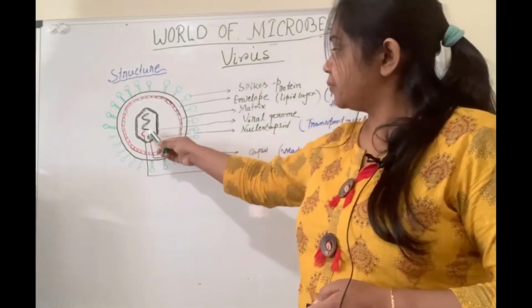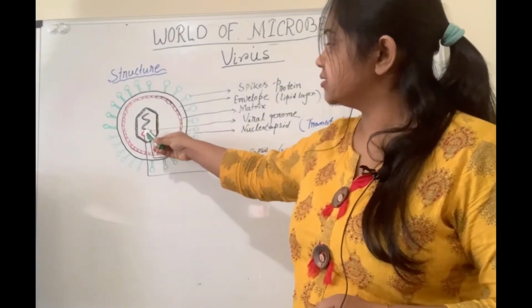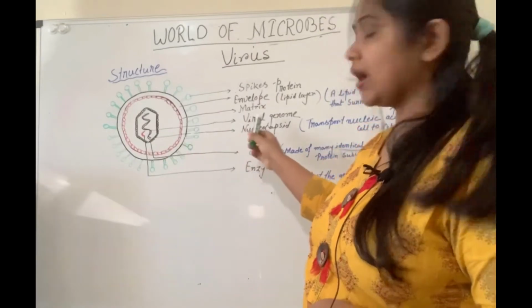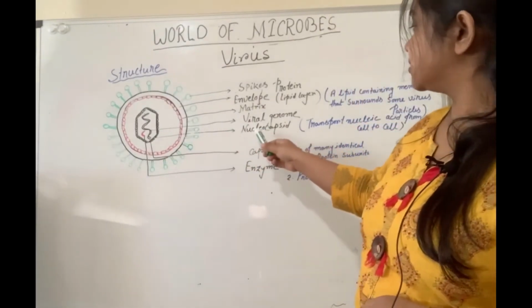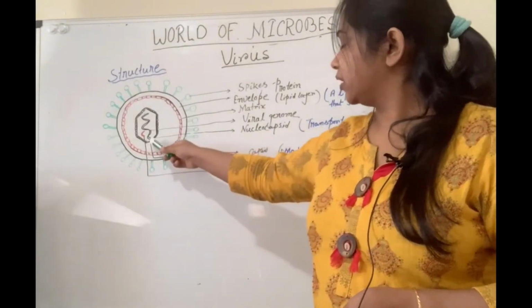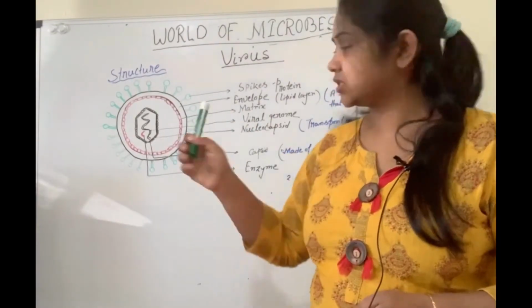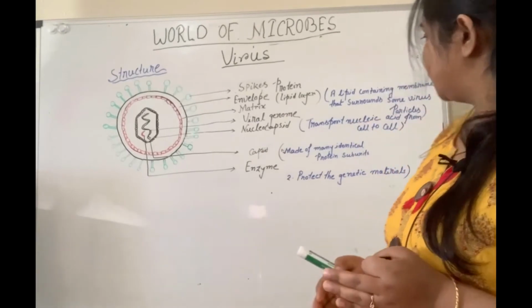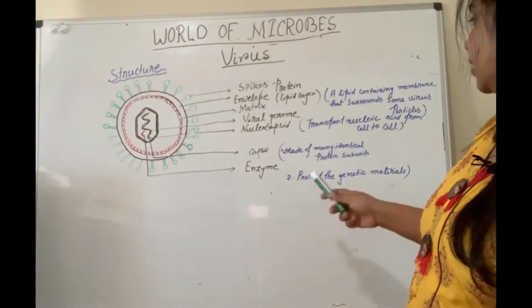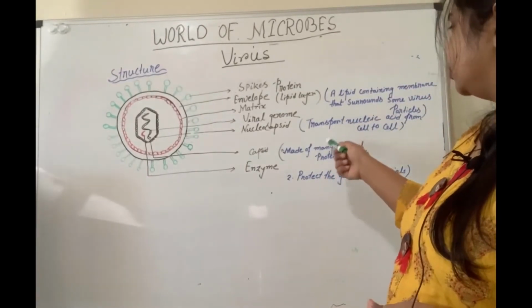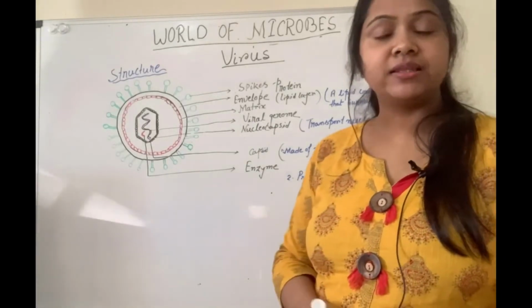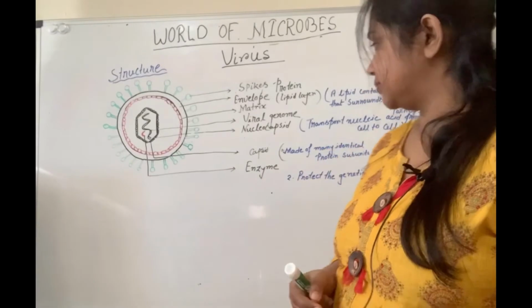You can see this type of structure. This is RNA or DNA. They are genetic materials. This is the viral genome. Next is the nucleocapsid. Here you can see this ball-like structure is the nucleocapsid. The nucleocapsid is able to transport the nucleic acid from cell to cell and it protects the nucleic acid.